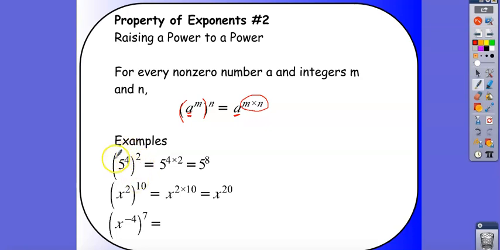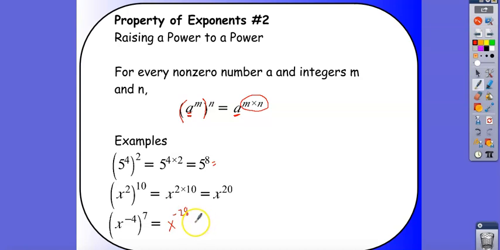If you have 5 to the 4th, notice that's in parentheses, you're going to raise it to the power of 2. So you're going to multiply the powers and you get 5 to the 8th. And you should put that in your calculator and get a constant. Okay, if I have x to the 2nd to the 10th, I'm going to raise a power to the power. It's 2 times 10, x to the 20th. Look here, this one, negative 4 times 7. I get a negative 28.